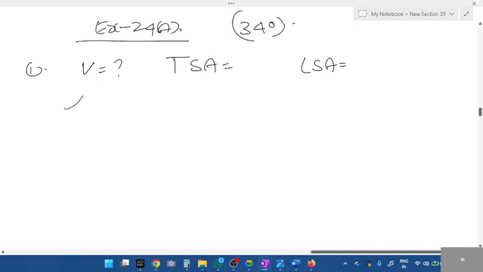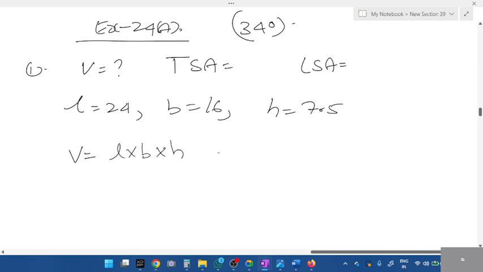Cuboid. I'll do the first one. Length is equals to 24, breadth is equals to 16, height is equals to 7.5. Try this, students. How do you find volume? What is volume of a cuboid? Yeah, 24 into 16 into 7.5 will give you volume. Try one question. We'll do the other one.